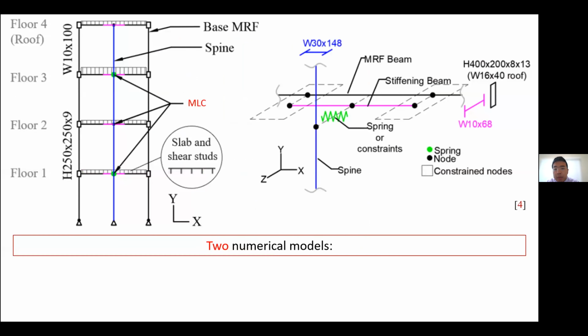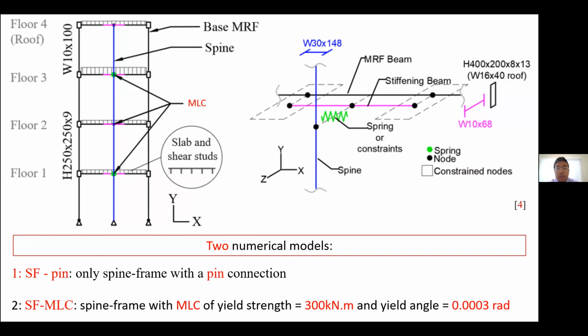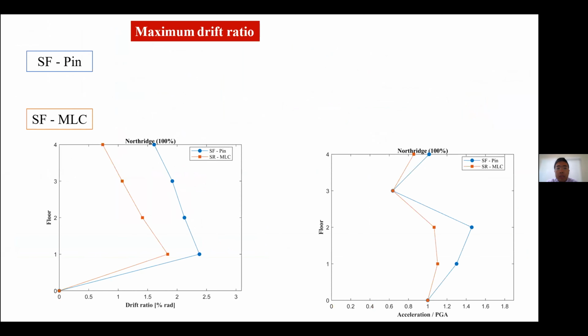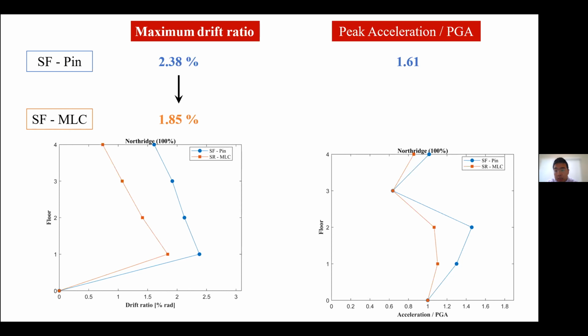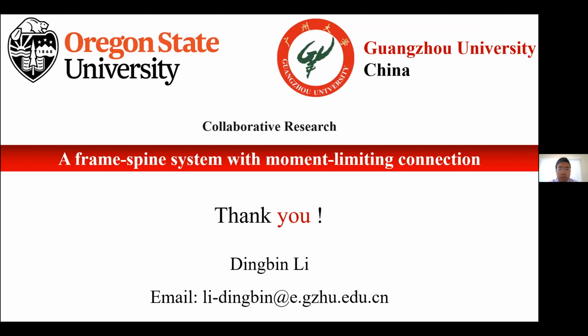So the next step, I have to do a numerical model. The first one is just a free span with the pin connection. The second one is a span frame system with moment limited connection. Okay, and we can see, because we use the moment limited connection, the drift is reduced from 2.38 to 1.85. And not only the drift, but also the acceleration is reduced from 1.61 to 1.22. So here is my proposal, a free span system with moment limited connection.